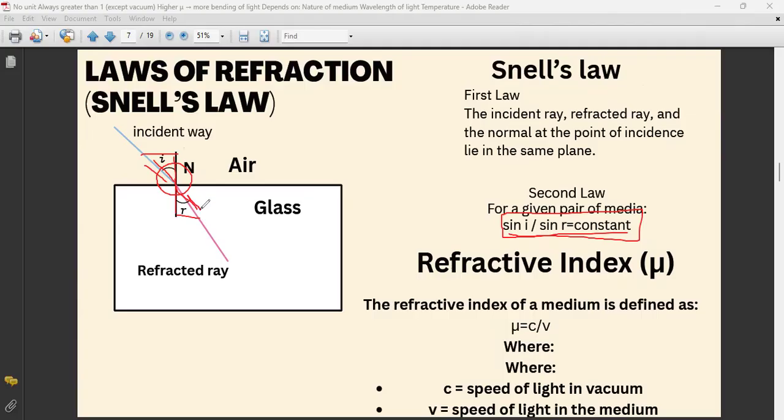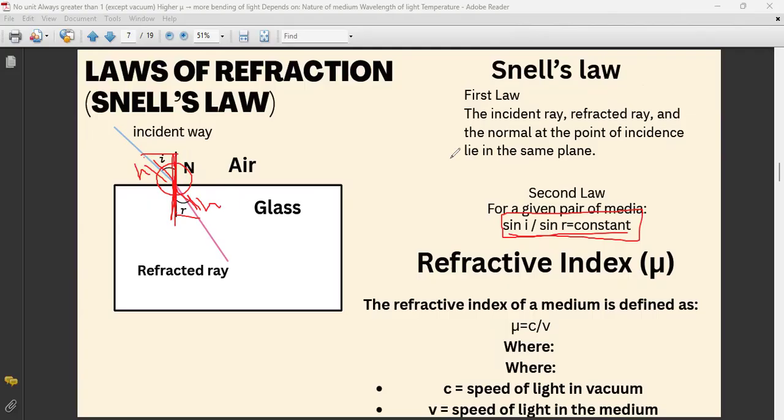So here, what does it mean? That opposite side upon hypotenuse, this will be the opposite side, if we consider this side as the hypotenuse side. This is the hypotenuse side, and for this triangle this is the hypotenuse side. So the opposite side upon hypotenuse, for sine i and sine r, this is constant. So this normal will be the constant for both of these triangles.